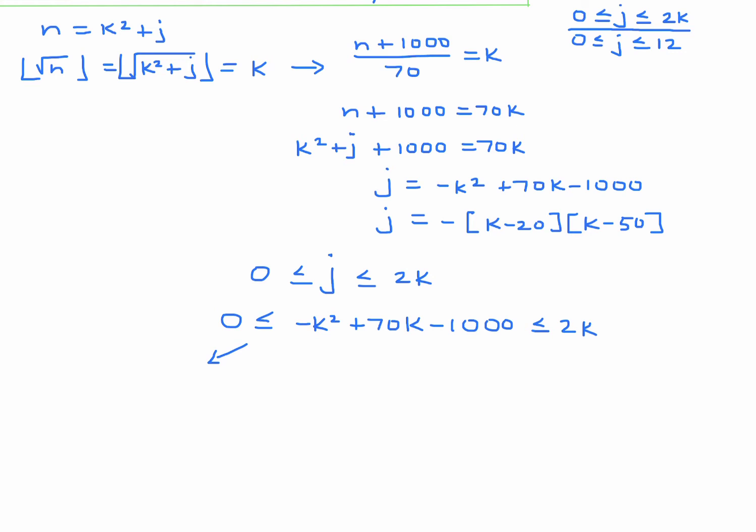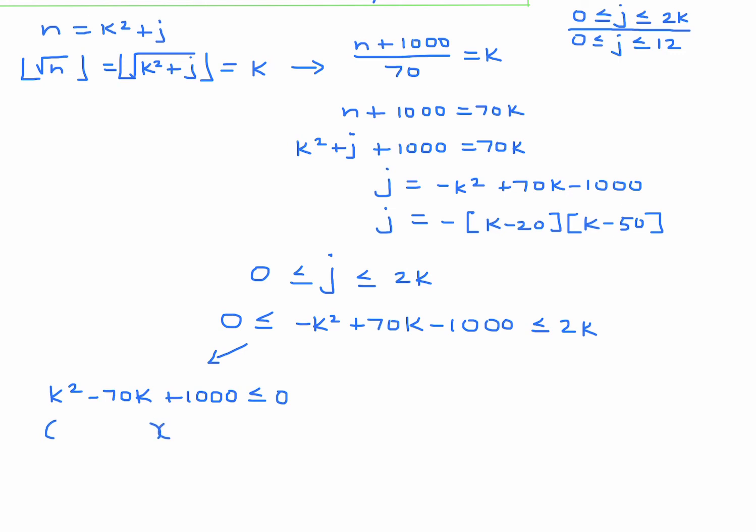I don't like that minus k squared, so I'm going to multiply through by negative 1. And when I do, I get k squared minus 70k plus 1,000. When you multiply through by negative 1, the sign reverses, so this becomes the other way around. So it would be less than or equal to 0 like that, if I did that correctly. And I believe I did.